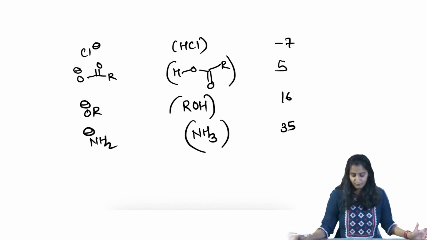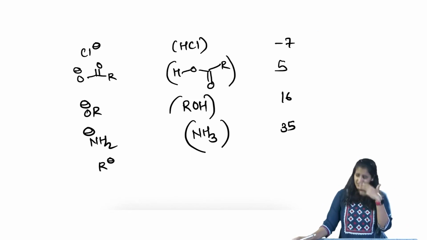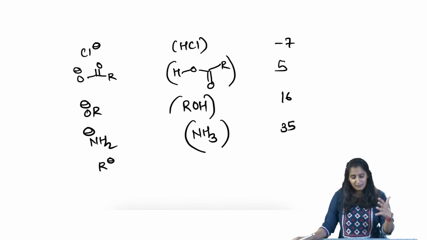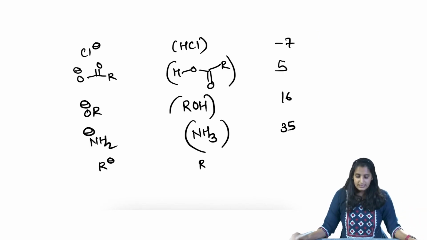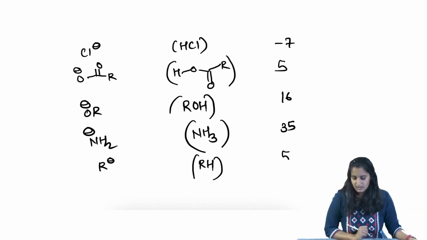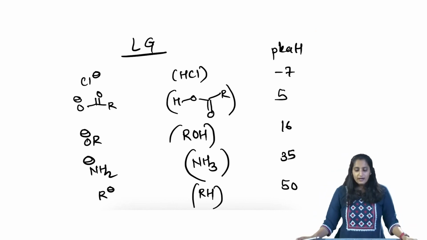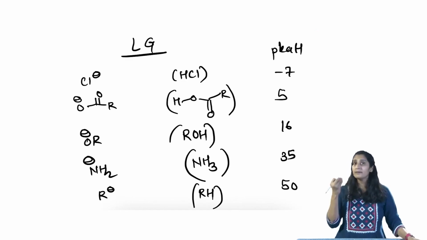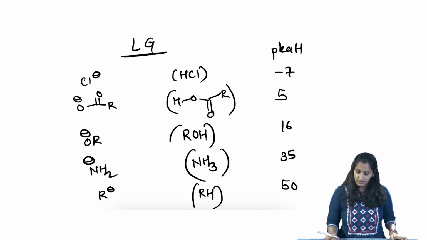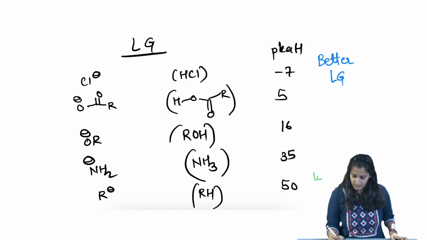And the worst of all, if we have R minus as the leaving group, wherein an alkyl group leaves, which doesn't typically happen, doesn't at all happen for that matter, and that is the reason why ketones show the kind of reactivity they show, it is going to have an alkane as the corresponding acid, and the pKa is approximately 50. Now, the better leaving groups are the ones which are going to have a lower pKa(H). Okay? So, in terms of leaving group ability, these are the better leaving groups, and these are the worst leaving groups.